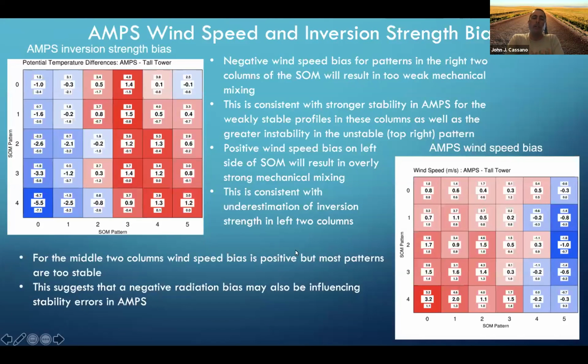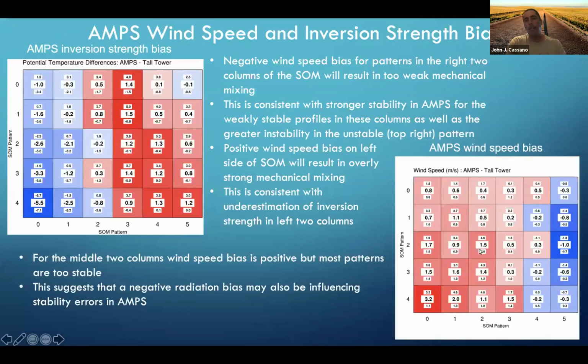And so one of the other things that we can do with the self-organizing map is that we can look at other variables, other properties, for a given pattern in the self-organizing map, for a given temperature profile. And so what I've shown here, the top left, is a difference between the strength of the potential temperature gradient across the tower in AMPS compared to what was observed by the 30-meter tower. The reds here indicate that AMPS is forecasting greater stability, a larger potential temperature increase over the tower. And then the blues indicate that AMPS is forecasting a weaker potential temperature increase over the depth of the tower.